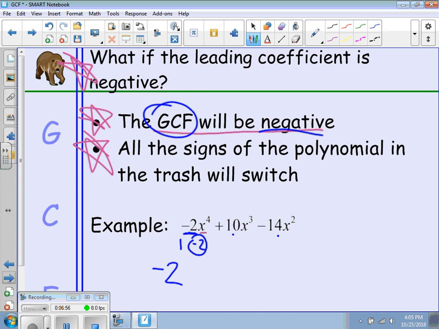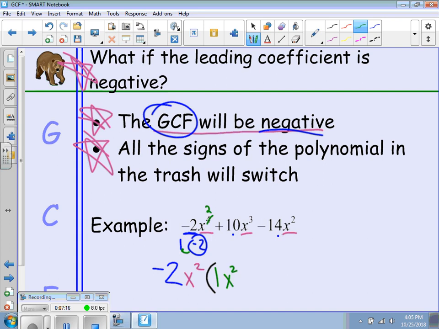We look at our x's. We've got x to the fourth, x cubed, and x squared. The smallest amount of the exponents is x squared, so that's what we have to take out. Okay, what's left inside is our trash. So what do we have left? We've got a 1. We took out 2 of our x's, leaving us with an x squared.